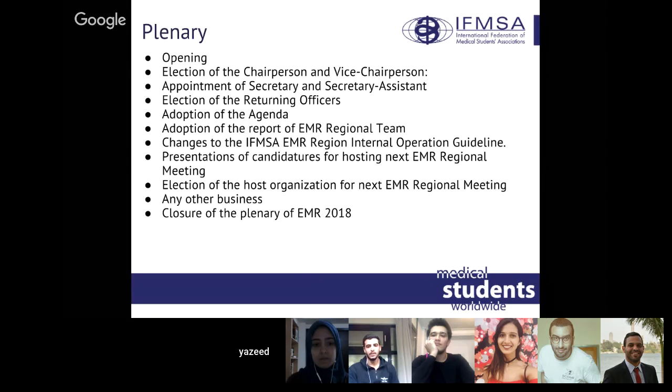Changes to the IFMSA EMR regional IOGs, the internal operating guidelines. As you know, we have our IOGs, and there has been a small working group coordinated by Salma that has been working for the past month on updating our regional internal operating guidelines, and they have come up with a lot of proposals to change. So that will take quite some time. If you have anything that you would like to discuss, I urge you to do that in the presidents' session in the time allotted for that. So we won't have more than a couple of hours for the plenary.